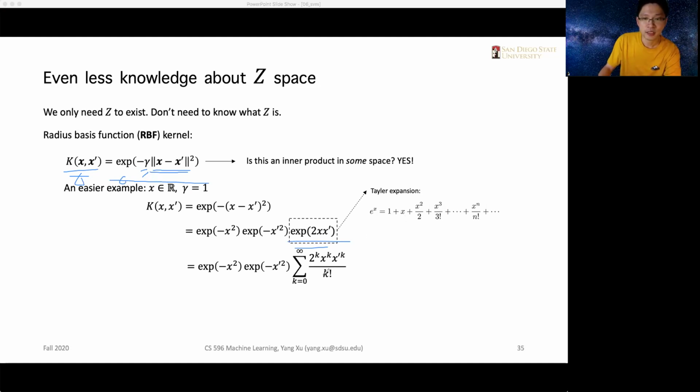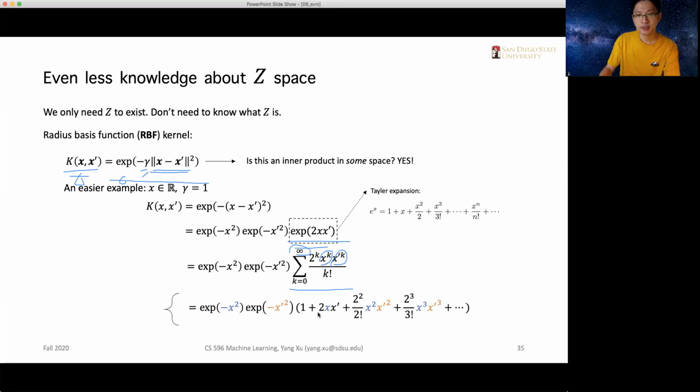we can see it's actually a bunch of summations. Okay, and within each item of the summation, we have x raised to the power of k and the x prime raised to the power of k. And we have an infinity here because it's a Taylor expansion. So this says that this is actually a form of what? A very long inner product that belongs to infinite dimensions.